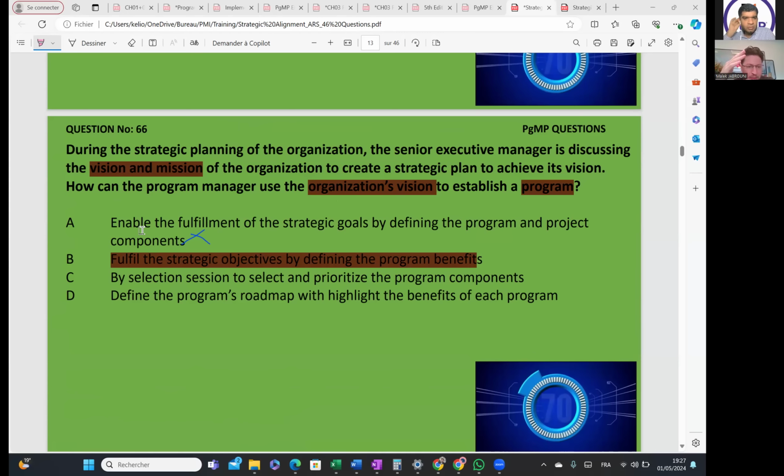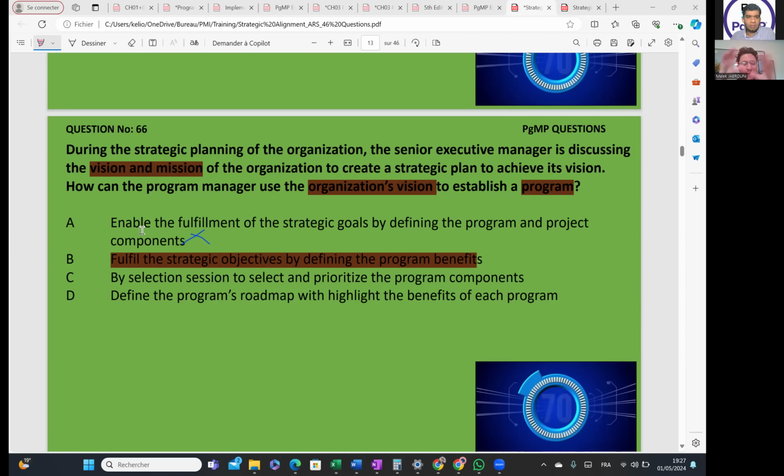but I put B, I don't know why. A: Enable the fulfillment of strategic goals by defining the program and project components. So vision statement will enable you to do something. B: Fulfill the strategic objectives by defining the program benefits. Now, at this moment, when the vision is talking about, we are talking about the charter. In the charter, we cannot talk about defining the benefits or the strategic objectives. So, in the beginning, first I have to define what is my program, what are my components, and how I can achieve my vision, which is the end state of my program. Vision is the end state, right?